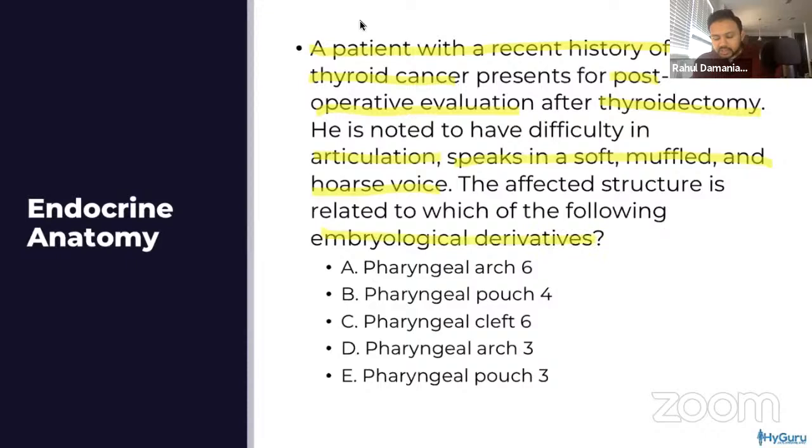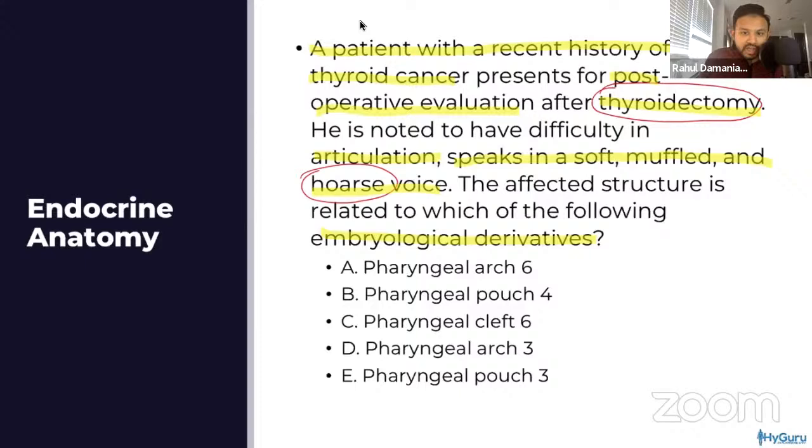So to summarize, this patient ended up having a thyroidectomy and now is going to be speaking in this very hoarse voice. Those are the keys to this question. This is going to be related to recurrent laryngeal nerve damage. And that is very characteristic after a thyroidectomy.